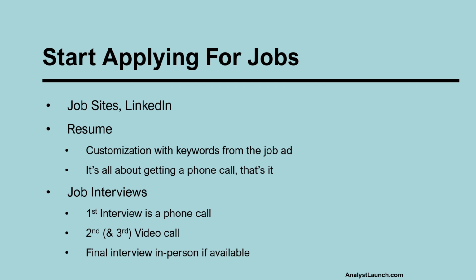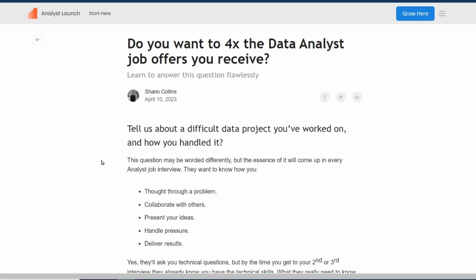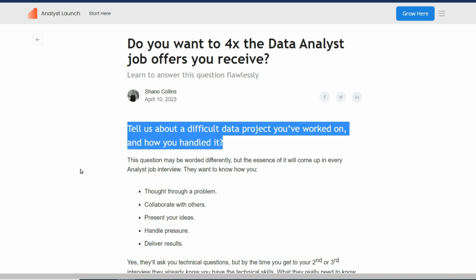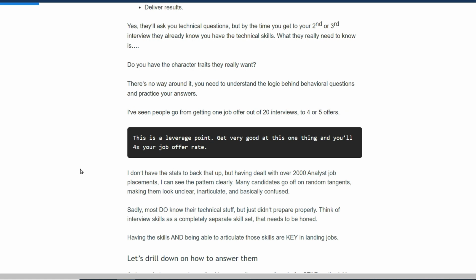There's a few things I want to show you. The first thing is go to my website. I've written this article, "Do you want to 4x the data analyst job offers you receive?" It basically goes over the behavioral questions that you're going to be asked. Usually all of them are a variation of this: Tell us about a difficult data project you've worked on and how did you handle it? And it gives you a strategy on how to answer that question.